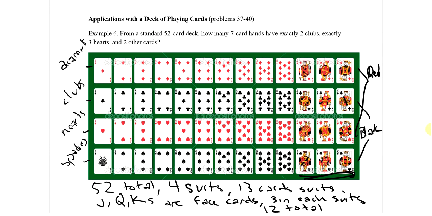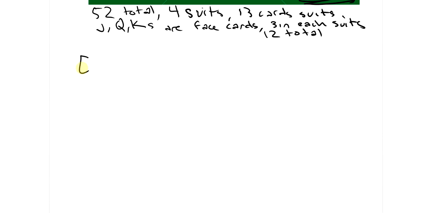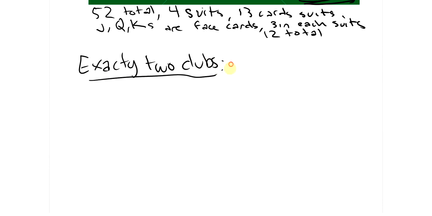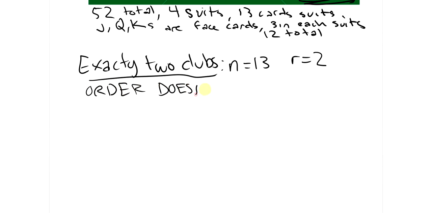So example 6. From a standard 52 card deck, how many 7 card hands have exactly 2 clubs, exactly 3 hearts, and 2 other cards that are not hearts or clubs, because we only have exactly 2 clubs and 3 hearts. So for our exactly 2 clubs, there are 13 cards in each suit, so we'll have 13, and then we're choosing 2, and here order doesn't matter. When we're doing these deck of cards and you get a hand, order will not matter unless it is specified, and that goes for most of the problems.